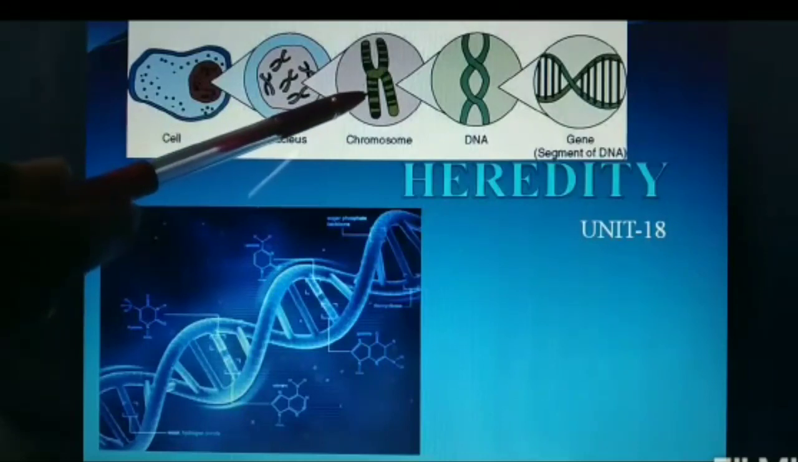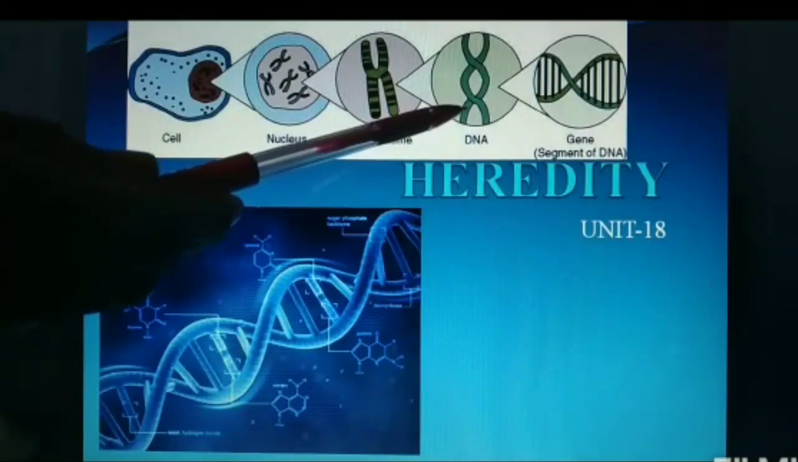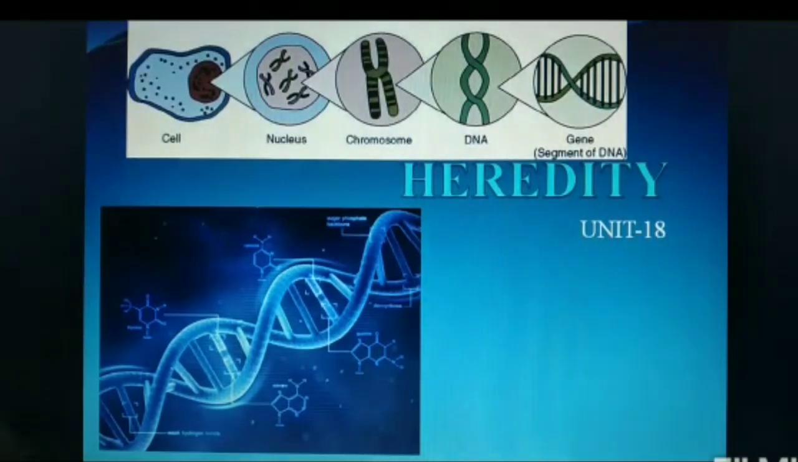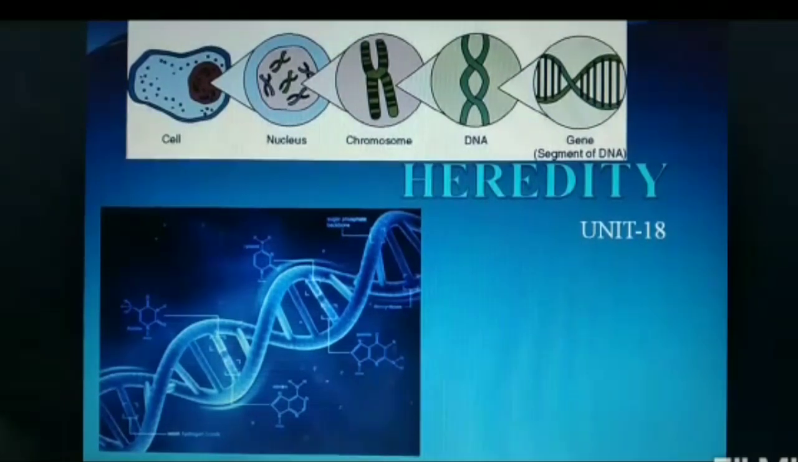The chromosomes consist of DNA. A small segment of DNA is called a gene. So, in our body, millions and trillions of genes are there. Each character is determined by a particular gene. So, we have multiple characters, and multiple genes are responsible for determining them.